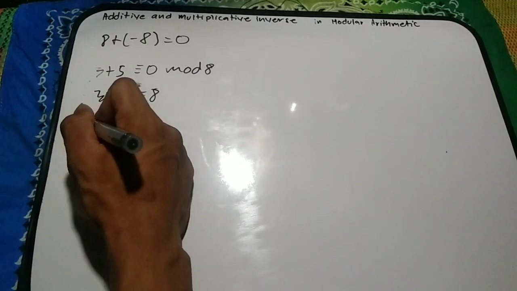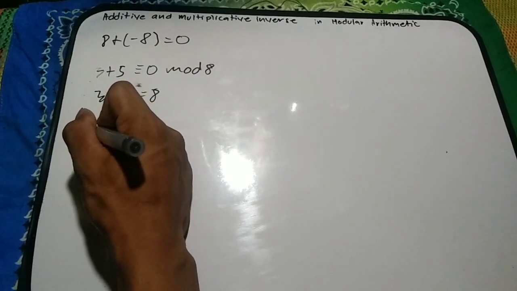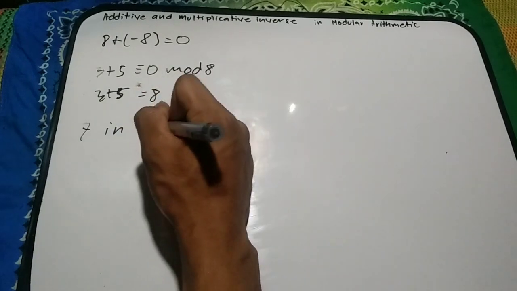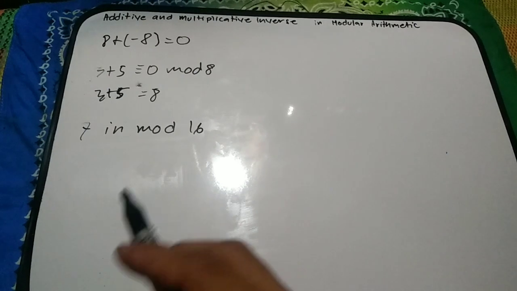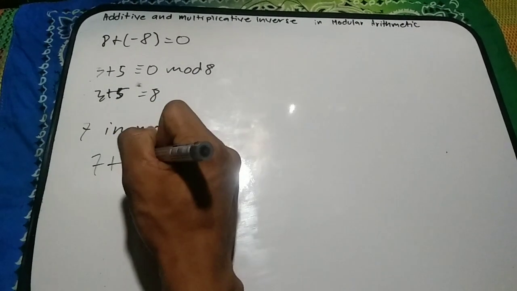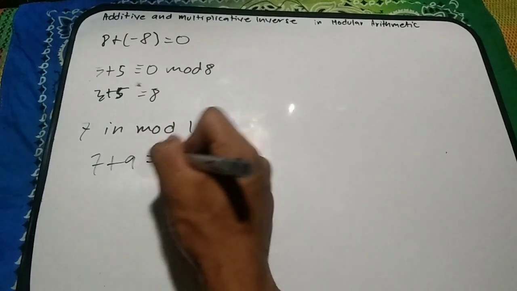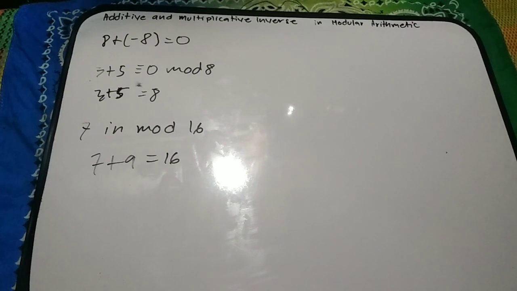Example: find the additive inverse of 7 in mod 16. In mod 16 arithmetic, 7 plus 9 is equal to 16. So the additive inverse of 7 is 9.